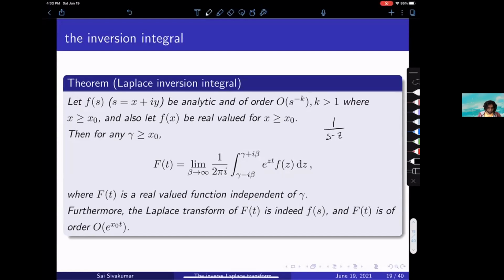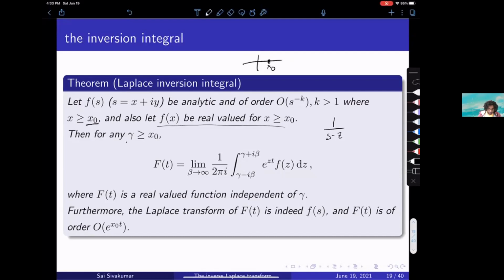But basically, yeah, we want the real part of s to be greater than the real part of some other complex number, x naught, which is just some real number over here. And then another condition that we need that I'm not going to really talk about: we need f of x, meaning if we take f on all the real values, only on the real line after the point x naught, it should be real valued. Again, I'm not exactly sure why we need this. That's not really what I want to talk about.